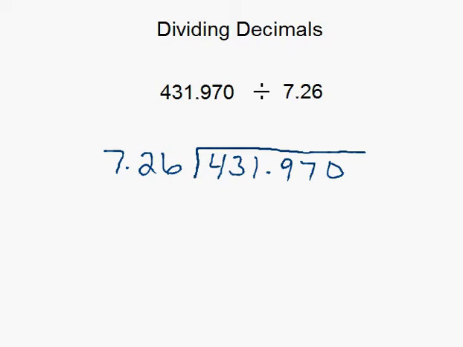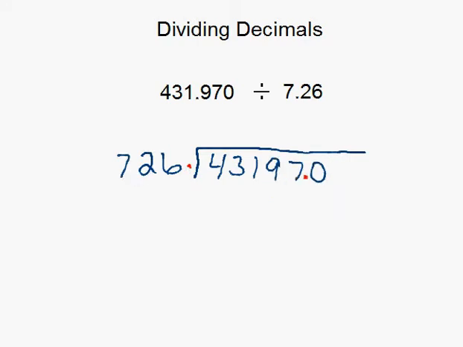So let's count how many places it'll take to get it all the way to the right. We have 1, 2. So 2 places to the right gets that decimal point all the way over to the right. But that means we have to move it 2 places to the right on the inside as well. So let's count. We have 1, 2. Okay? So what we do on the outside, we must do on the inside. So we moved it 2 decimal places over to the right on the inside as well.